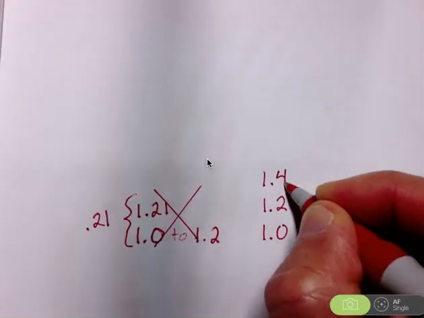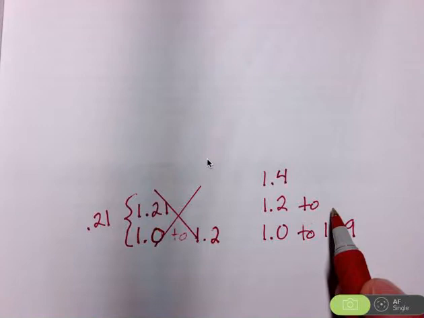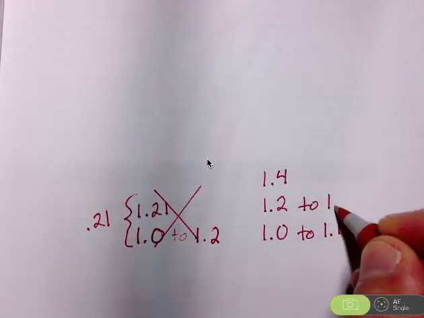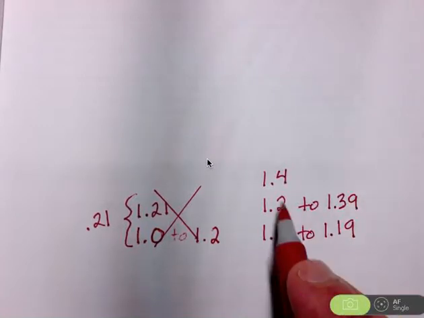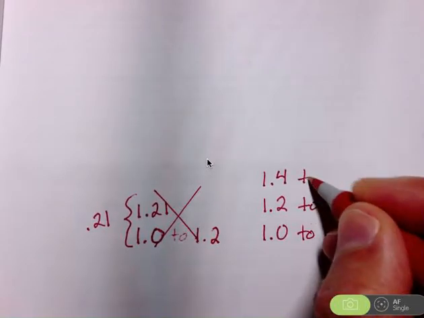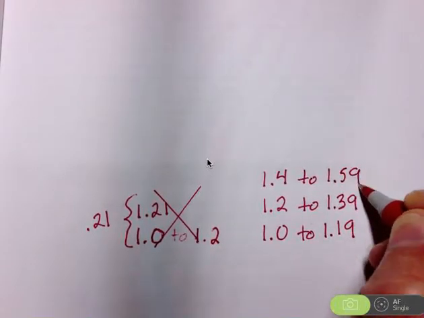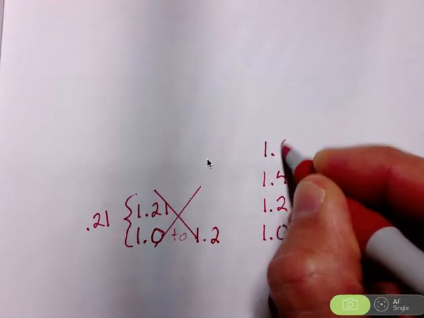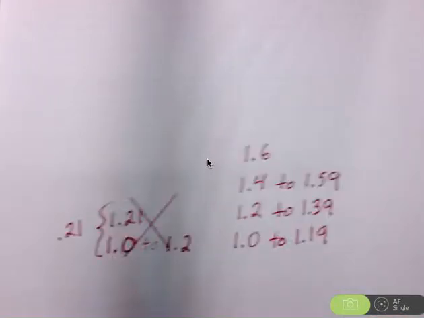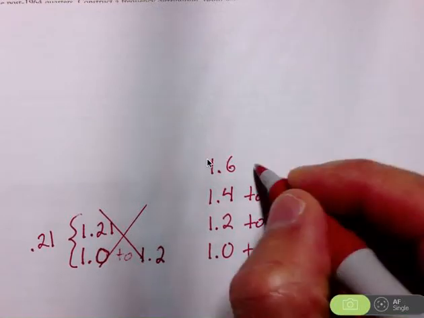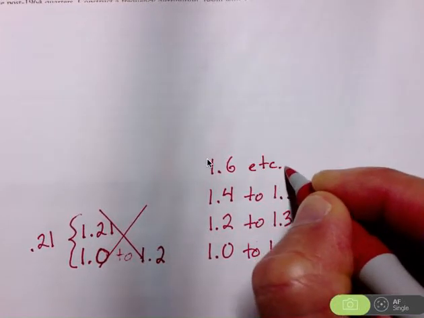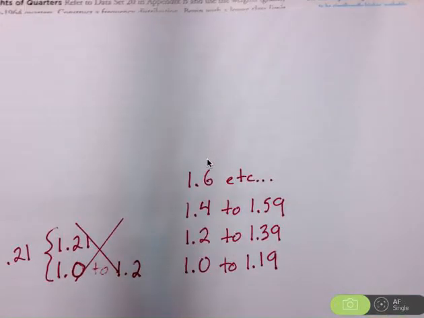1.4 then would be the next lower boundary, so that means that this class right here is going to go to 1.39. 1.4 will take you to 1.59, and then the next class's lower boundary will start at 1.6, so etc. So these are your classes.